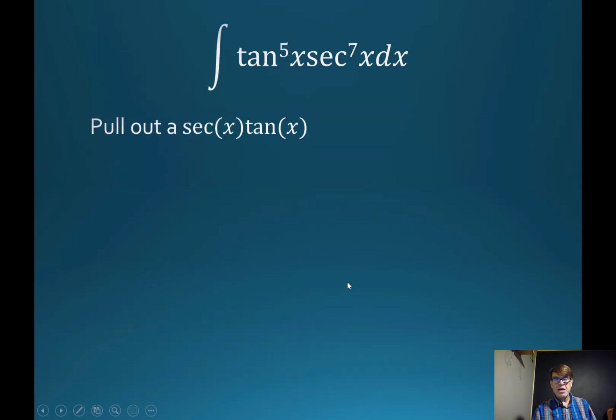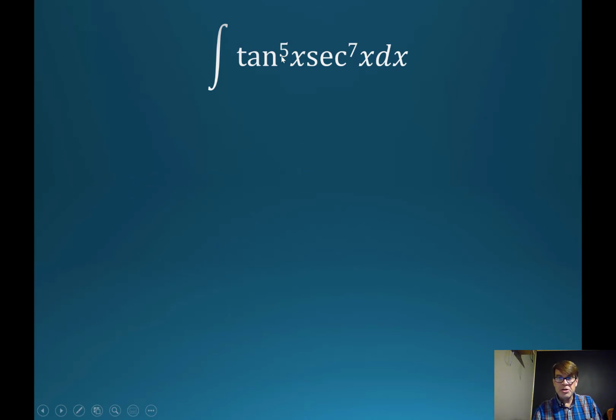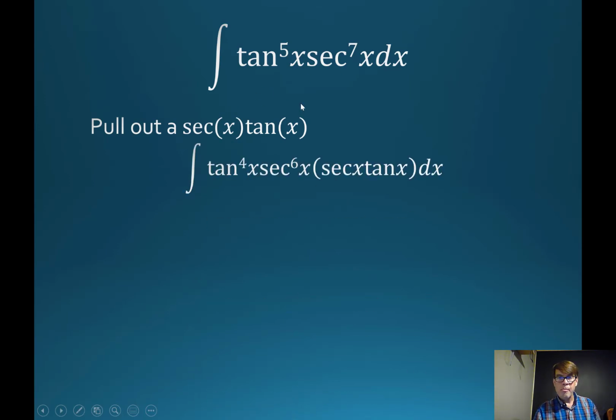So here's an example from the book. Here you can see that tangent is to an odd power. Secant is to an odd power as well, which is very convenient. But of course, this is an example from the book. So what we're going to do is pull out one secant and one tangent. Here's how that looks. It brings the tangent down to an even number, brings the secant down to an even number, and then we've got this flying out there. Why did we pull that out?